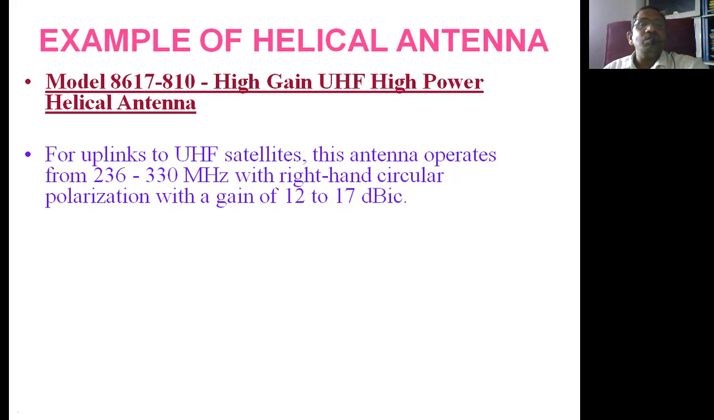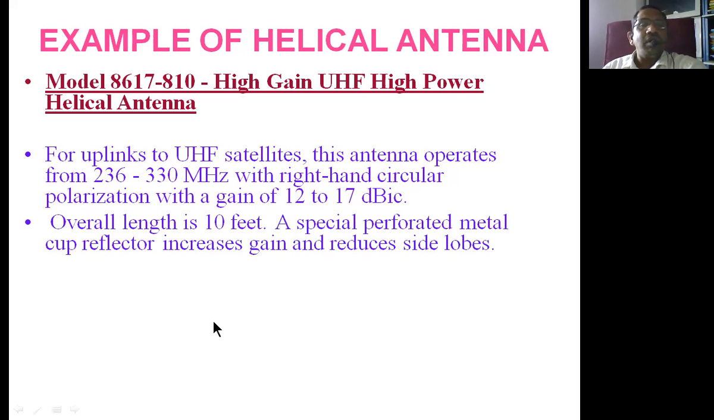For uplinks to UHF frequency satellites, this antenna operates from 236 to 330 megahertz with right hand circular polarization and a gain of around 12 to 17 decibels. The overall length of this practical antenna is 100 feet. A special perforated metal cup reflector increases gain and reduces the side lobes.